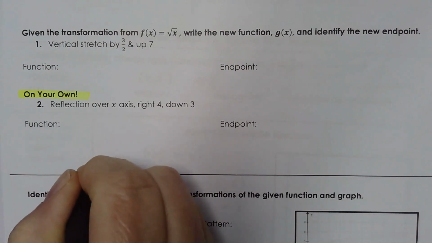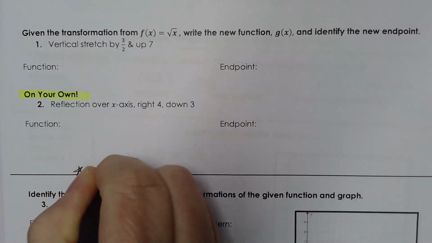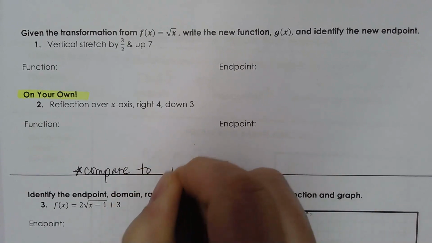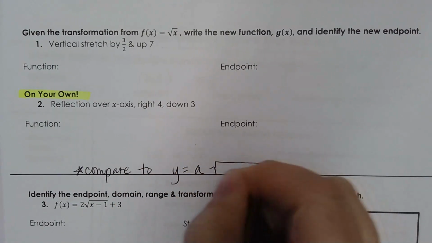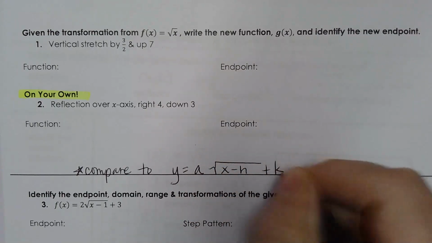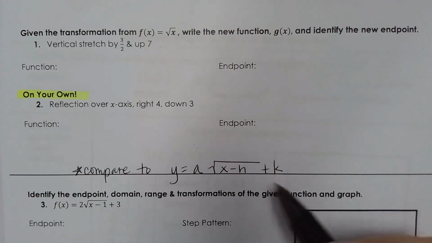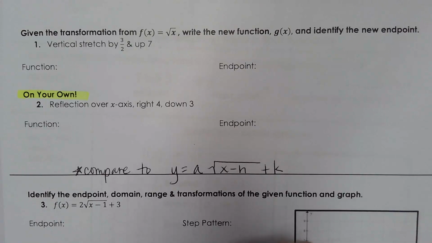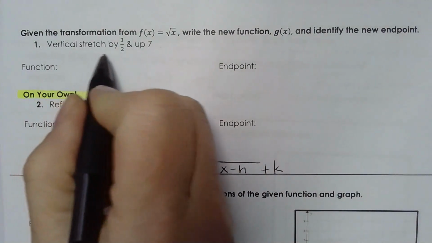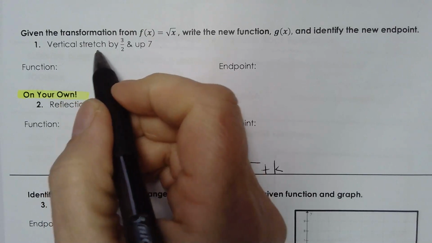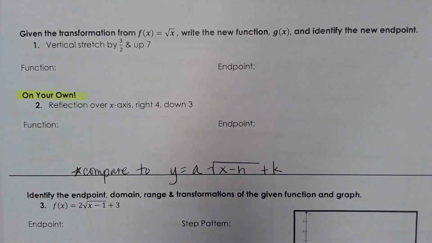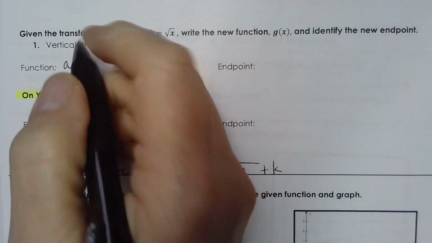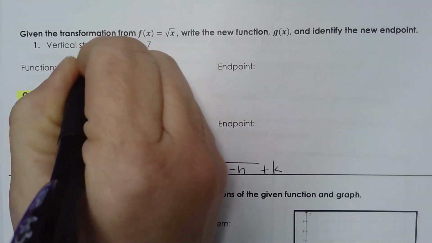So if I compare this to the transformation equation, which is typed on the other side of your page, y equals a square root of x minus h plus k, then I just need to know which one of these descriptions is a and which one is h and which one is k. I have a vertical stretch by 3/2. It's a stretch because 3/2 is 1.5, so it's bigger than 1. Stretch is an a thing because it changes the shape. So I can say a is 3/2.